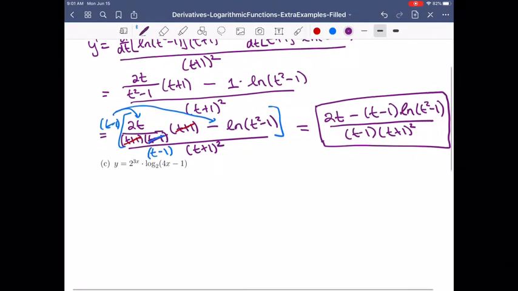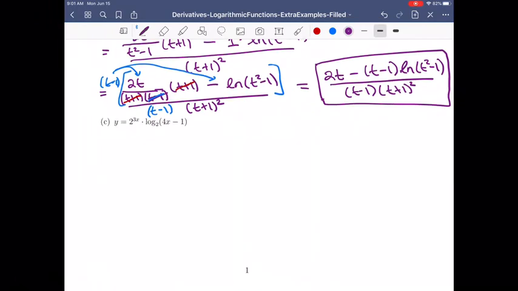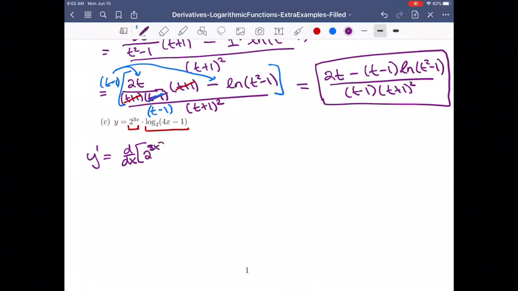Okay, let's try another one where we don't have ln, we have log. Okay, so again, I need the product rule. So here's my first function, and here's my second function. So y prime is going to be the derivative of the first function times the second function.